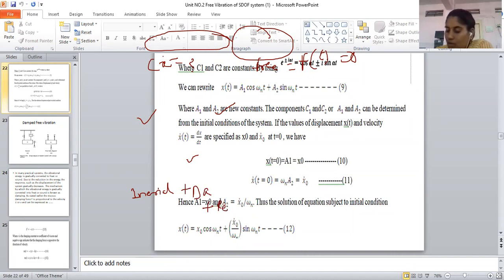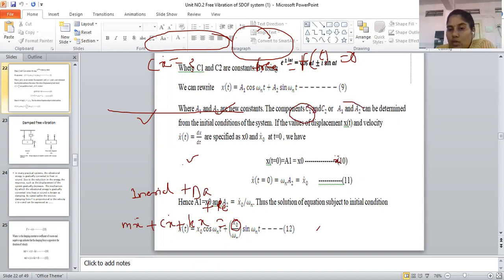plus the second one is the damping force, and the third one is the restoring force. Our equation in this derivation becomes mx double dot plus cx dot plus kx is equal to 0. Here f of t is 0 because it is free vibration, and that's why the equation becomes like this. If we take the free body diagram, then the inertia force is m into x double dot, and the restoring force is the spring constant k into the displacement, that is kx.